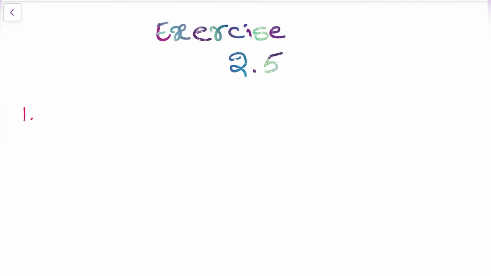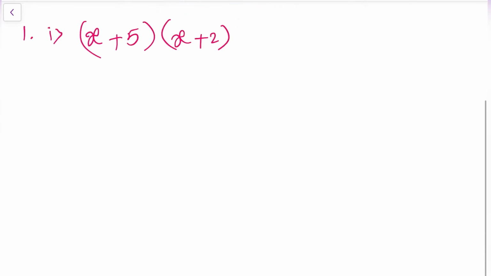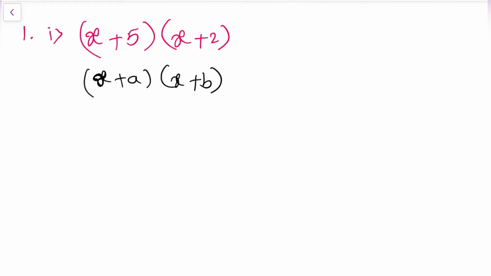The first bit is use suitable identities to find the following products. In that, the first question is x plus 5 into x plus 2. Now this is in the form of x plus a into x plus b. x plus a into x plus b is equal to x square plus (a plus b) into x plus ab.